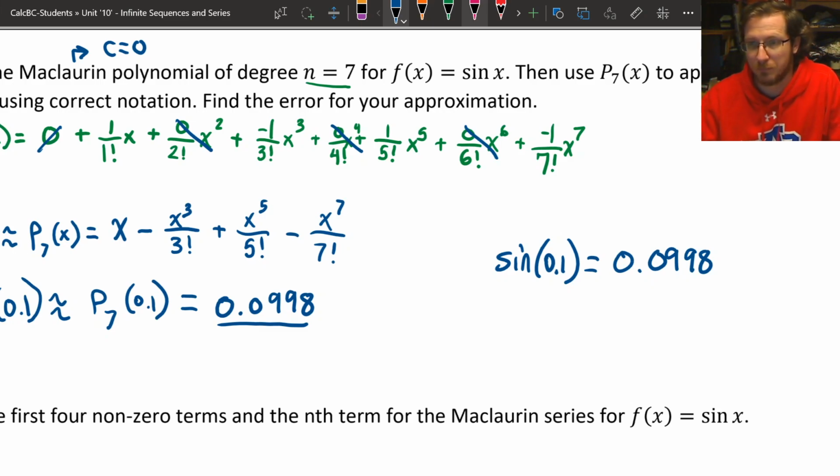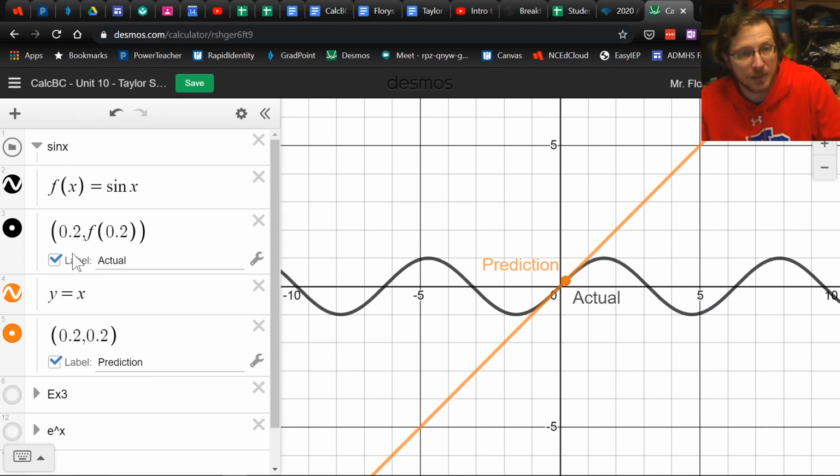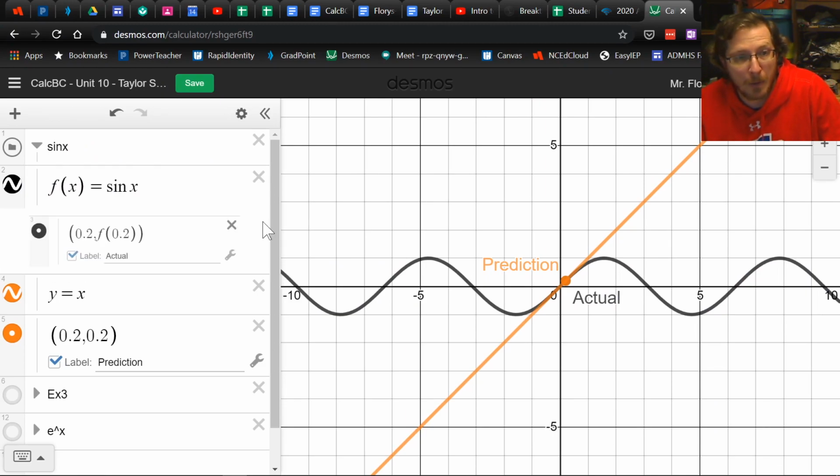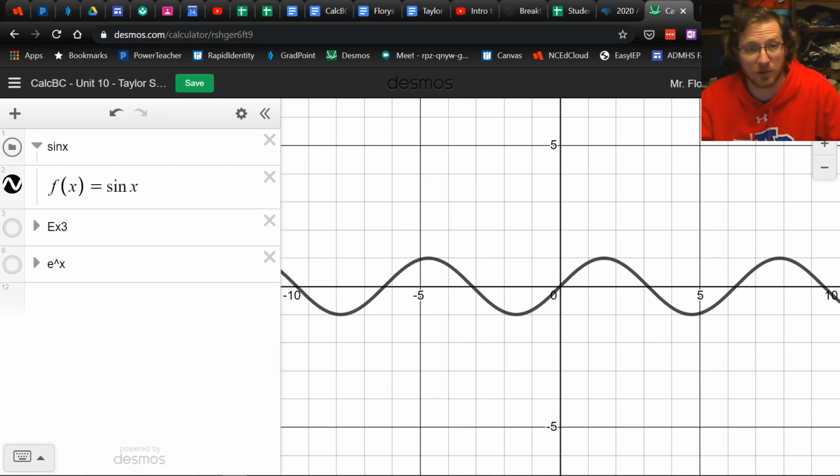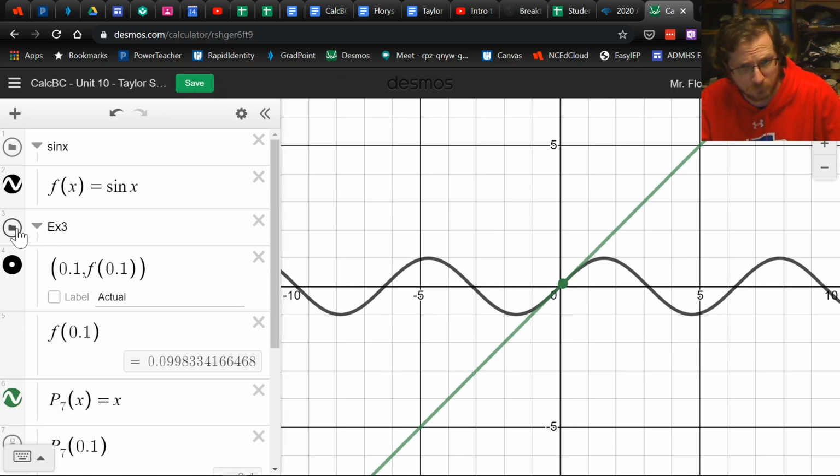So let's go to our calculator. Let's also get a visual for this. Let me get rid of, we don't need those anymore. We still need our sine of x. There's our function there. Let's see. What have we got? There's our point, 0.1.